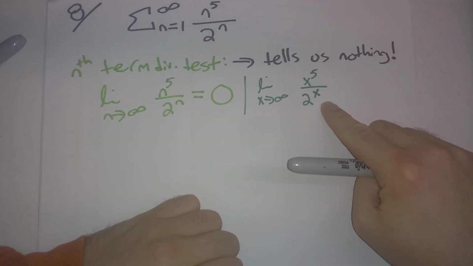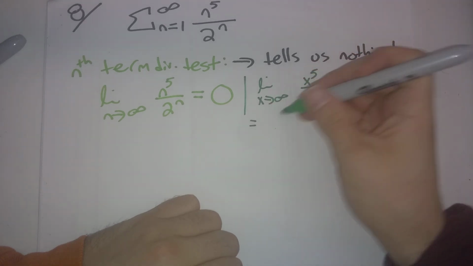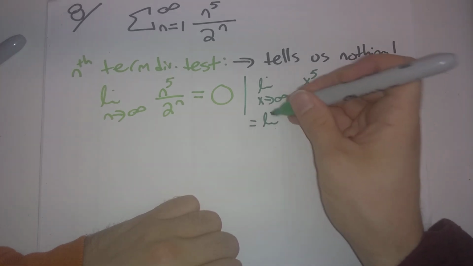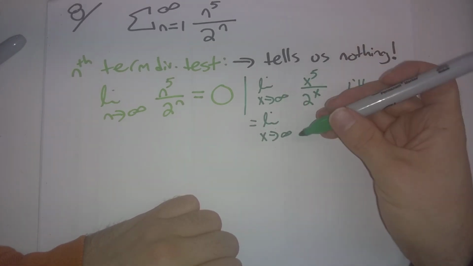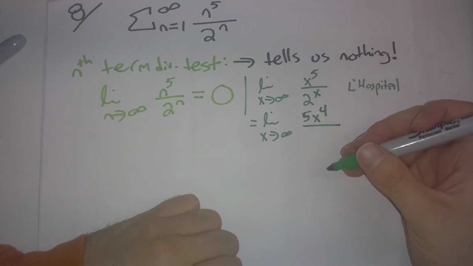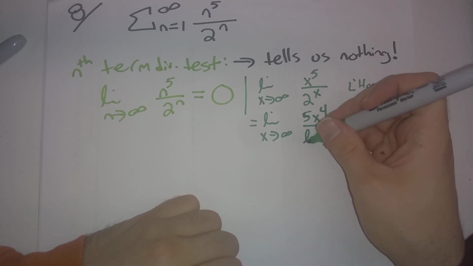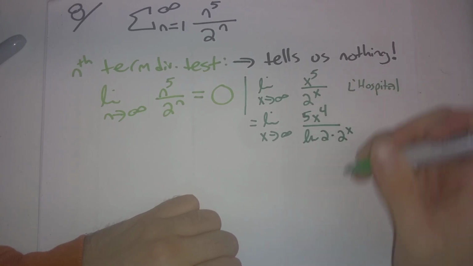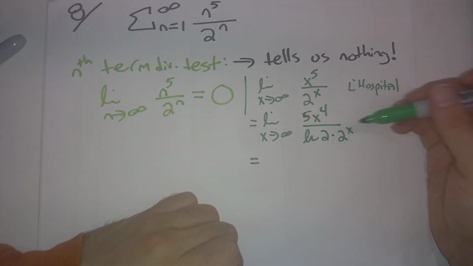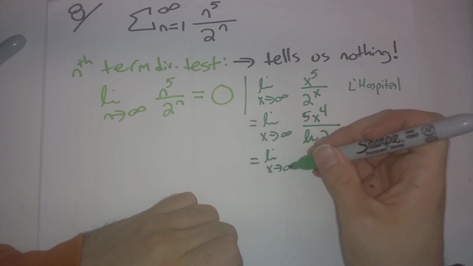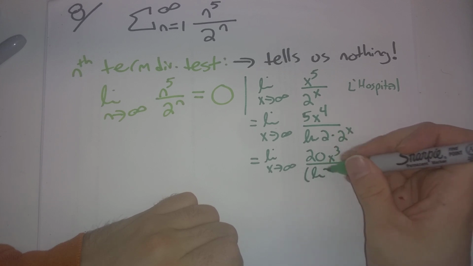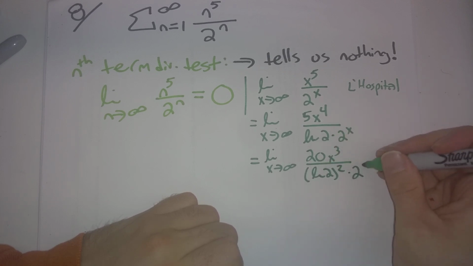Right now we are in an infinity over infinity indeterminate form, so L'Hopital's rule does apply. So the derivative of the numerator would be 5x to the 4th. The derivative of the denominator would be natural log of 2 times 2 to the x. That's a good derivative to remember. And so we still have infinity over infinity. So we'd have 20x cubed, and this would spit out another factor of natural log of 2.